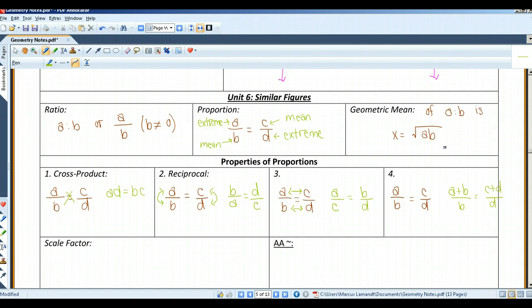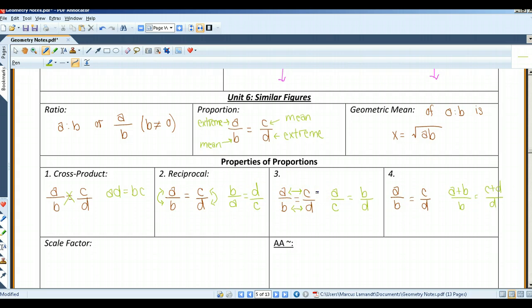Alright, a couple different properties. The cross products property: in a proportion, the product of the extremes equals the product of the means. So basically, if you have a fraction equal to another fraction, you can cross multiply. Also, if two ratios are equal, the reciprocal property states that their reciprocals are also equal. So if I have A over B equals C over D, I can just flip both those fractions over, and I get another true proportion.